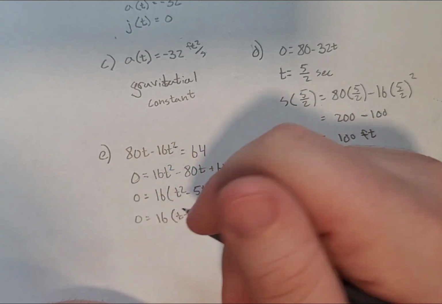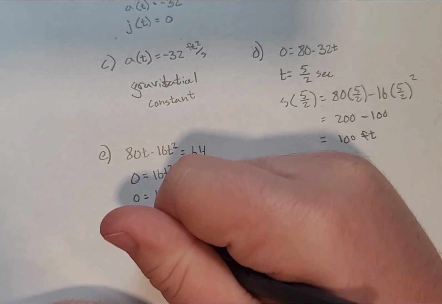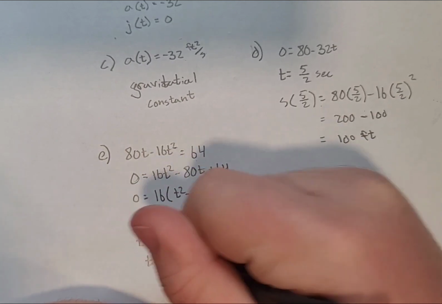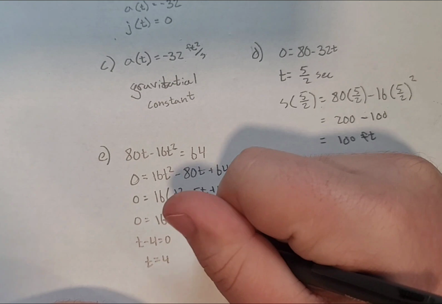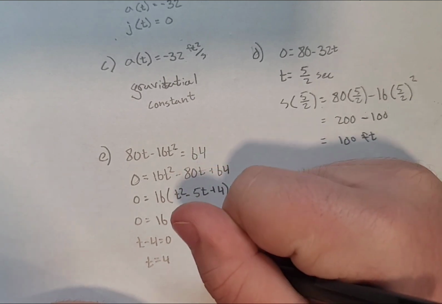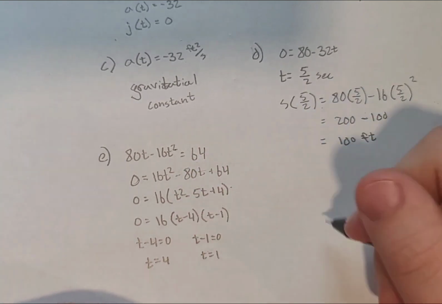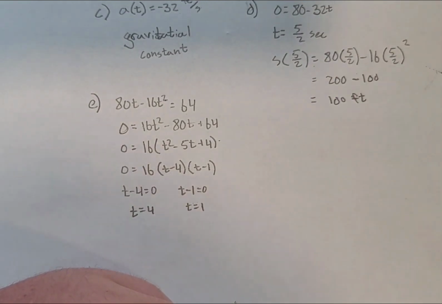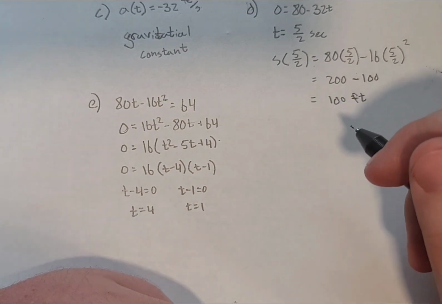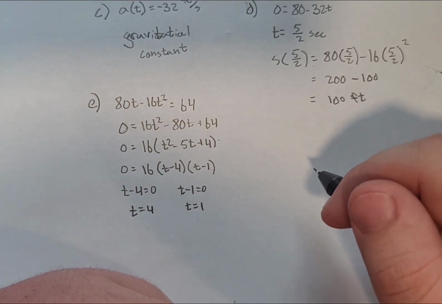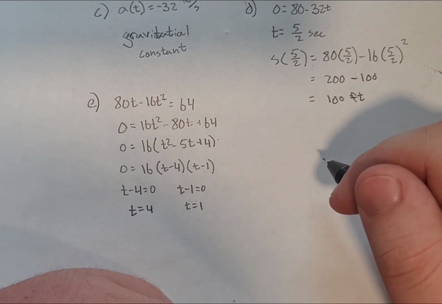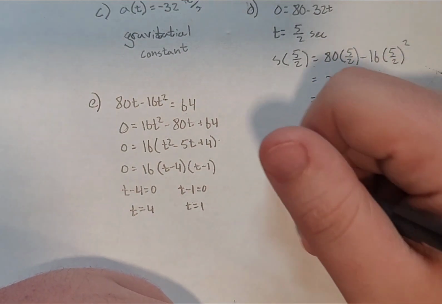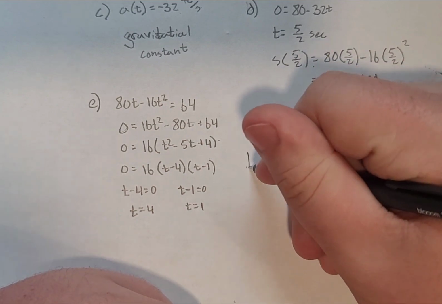Then we set each of those equal to 0, so you have t minus 4 equals 0, which is t equals 4, and t minus 1 equals 0, which is t equals 1. And then after that, you're going to put that into the speed equation, which is the absolute value of the velocity equation.